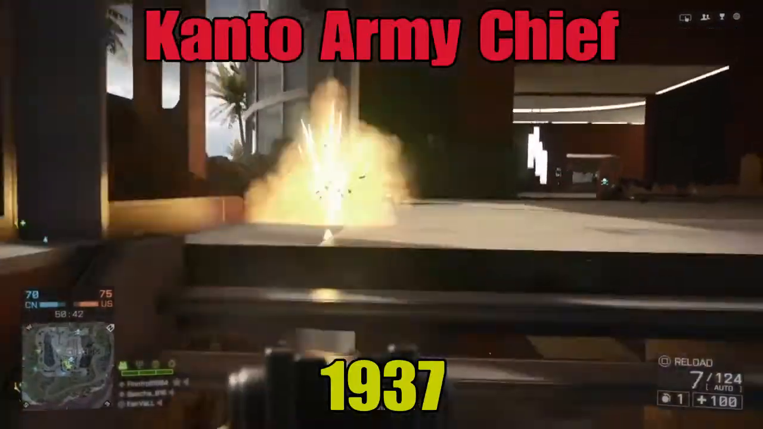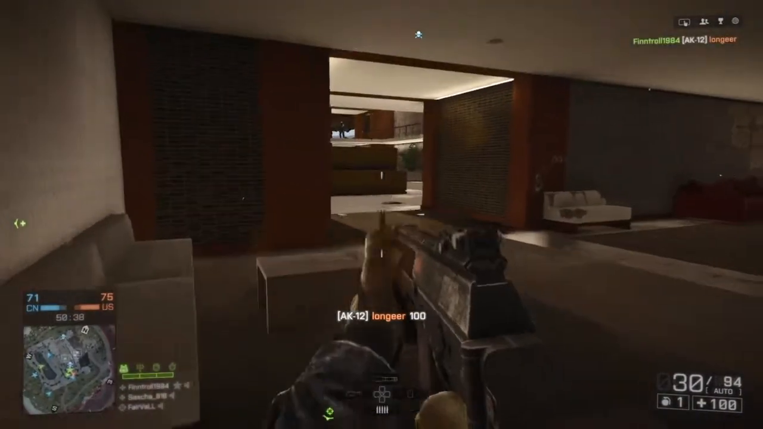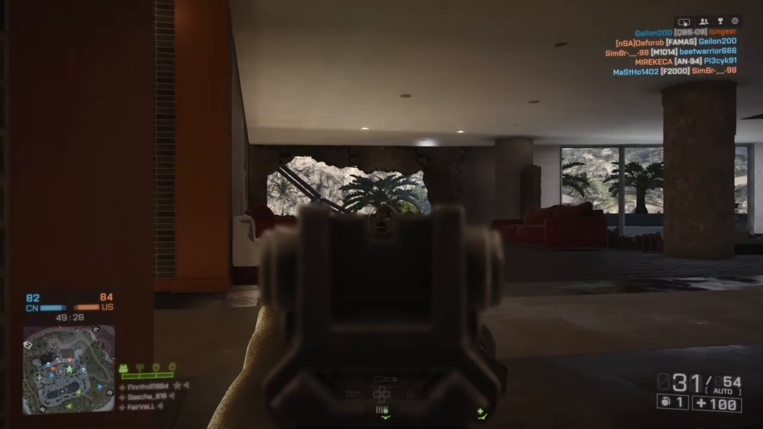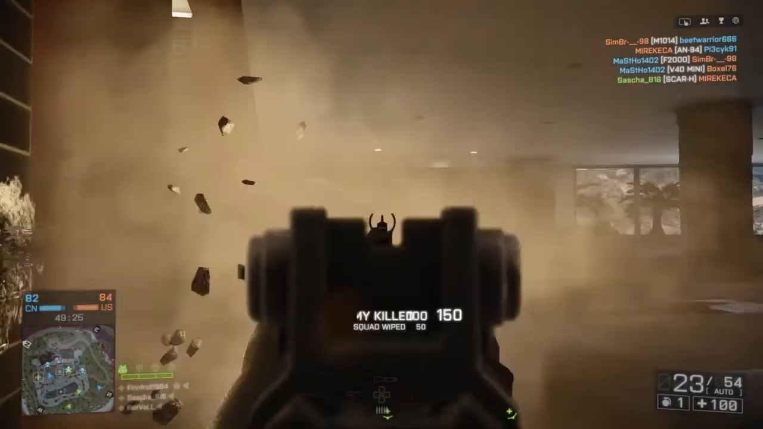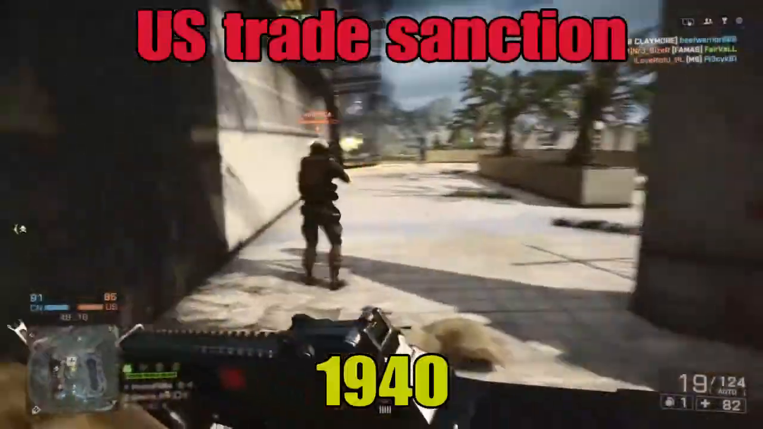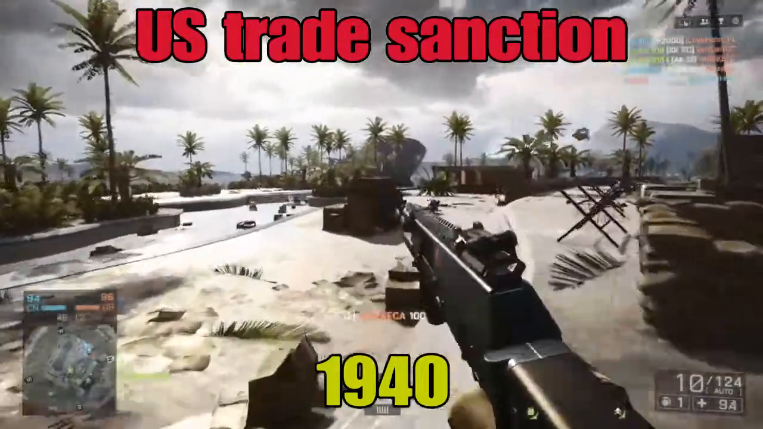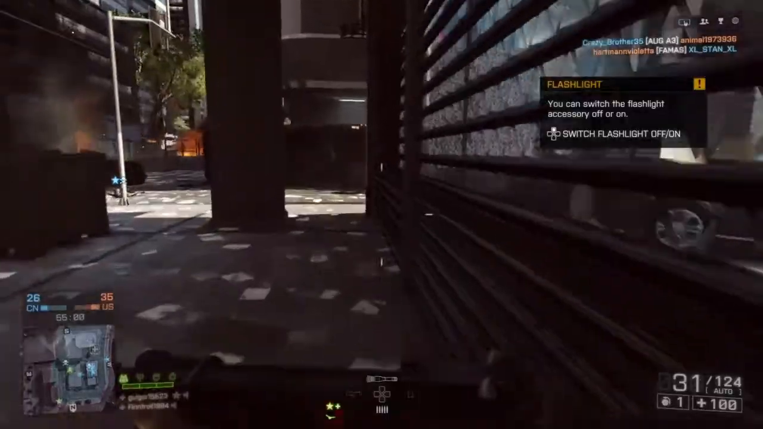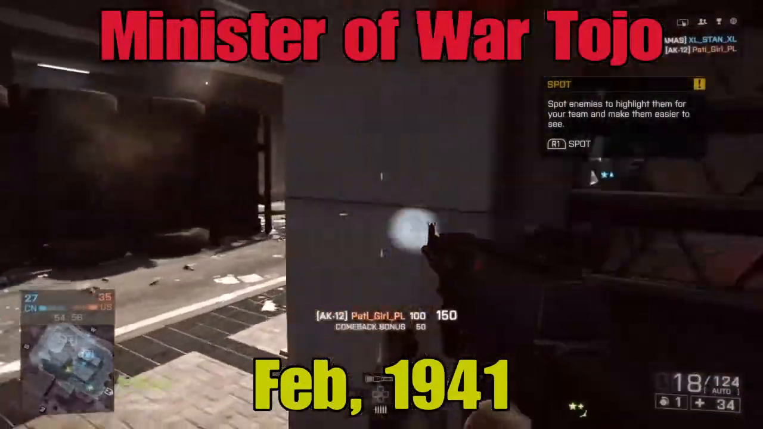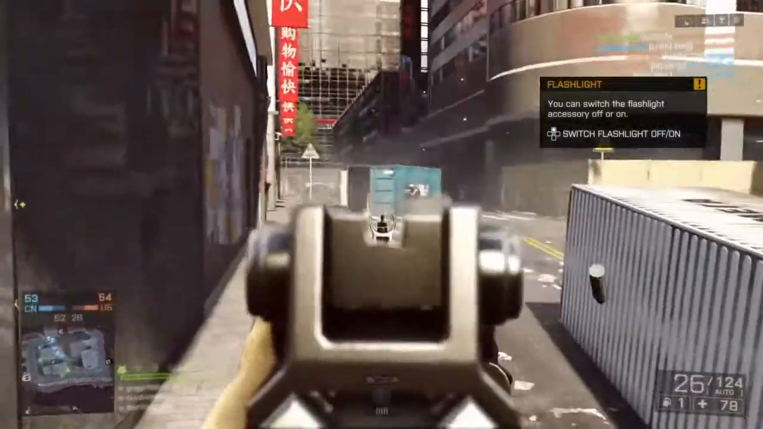Tojo had been promoted to chief of the Kanto army in 1937, but saw a drastic measure from the USA in 1940. Japan had driven the French troops out of Indochina, and as a result, the USA waged a trade sanction on Japan for scrap iron and plane fuel. The Japanese were unable to hold down Indochina. In February 1941, Tojo was sworn in as Minister of War and also became Prime Minister a few months later.